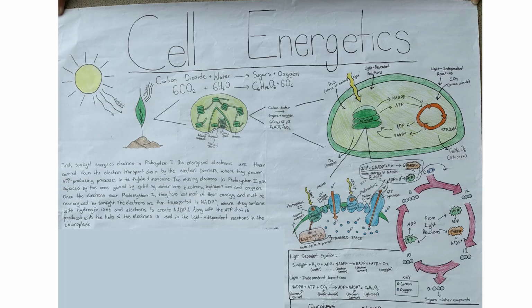Once the electrons reach photosystem 1, they have lost most of their energy and must be re-energized by sunlight. The electrons are then transported to NADP+, where they combine with hydrogen ions and electrons to create NADPH, along with the ATP that is produced with the help of the electrons. It is used in the light-independent reactions in the chloroplast.